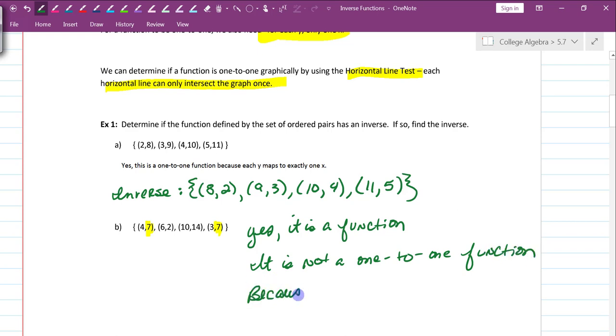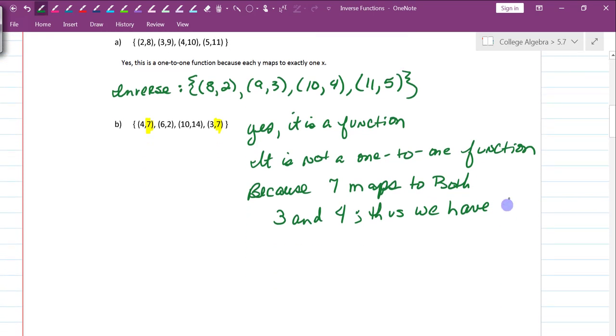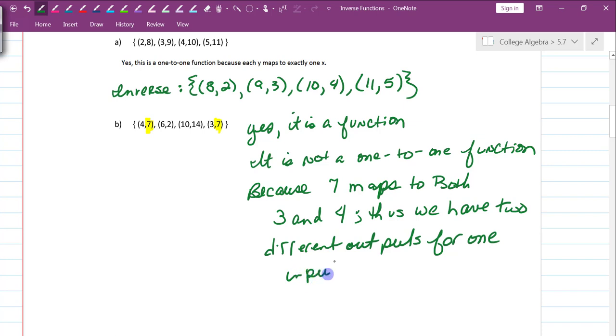Because 7 maps to both 3 and 4. Thus, we have two different outputs for one input. Okay, so it is not a one-to-one function.